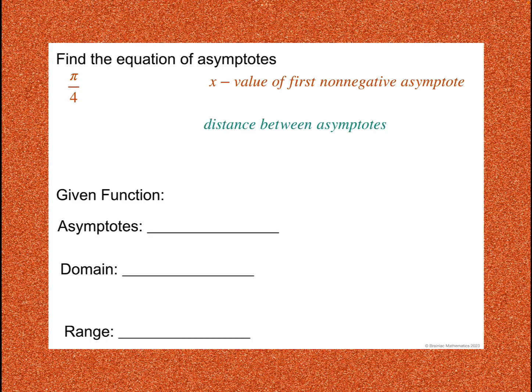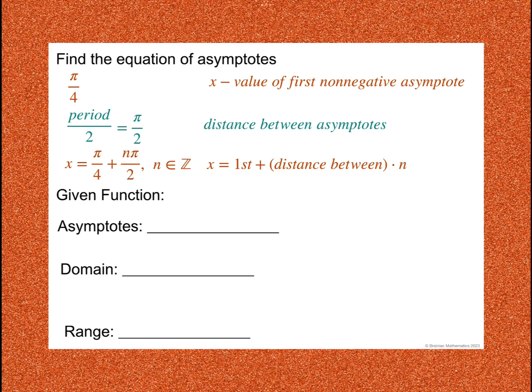Okay, next step is to find the distance between our asymptotes. Remember, the distance between asymptotes is always equal to period divided by 2. So the period of this function was pi. Pi divided by 2 is just pi over 2. And so my final thing is to put that together to write the equation. The equation of our vertical asymptote is x equals our first non-negative asymptote plus the distance between times n. So in this case, x is equal to pi over 4 plus n pi over 2, where n is an element of the integers. And we found our asymptote equation.